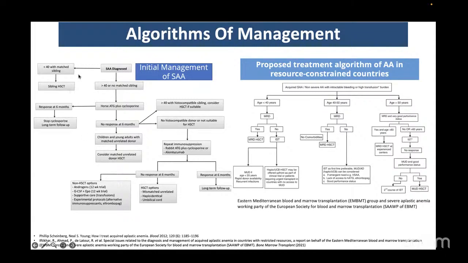The initial management, if there is no matched sibling and the age is more than 40, then we have to use horse ATG plus cyclosporin. And if there is no response, then we have to counsel him for alternatives. Non-HSCT options here are androgens, G-CSF plus erythropoietin, supportive care, and there are some experimental protocols as well.